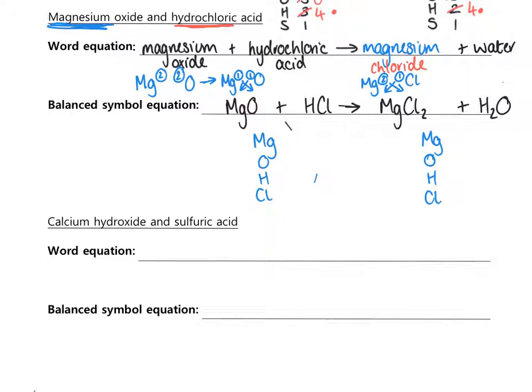Okay, counting up how many I have on each side. How many magnesiums do I have on the left? I have 1. I have 1 oxygen, 1 hydrogen and 1 chlorine. On the right hand side I have 1 magnesium, 1 oxygen, 2 hydrogens and 2 chlorines. I can very simply fix this problem by putting a big 2 in front of my hydrochloric acid. That now gives me 2 hydrogens and 2 chlorines, and so my equation is balanced.